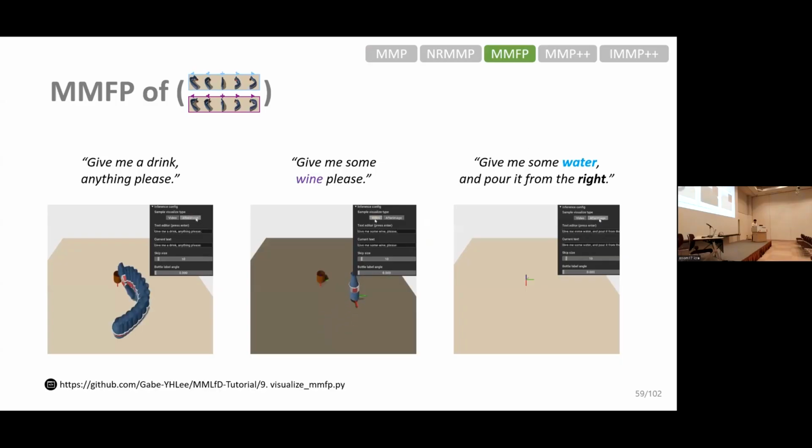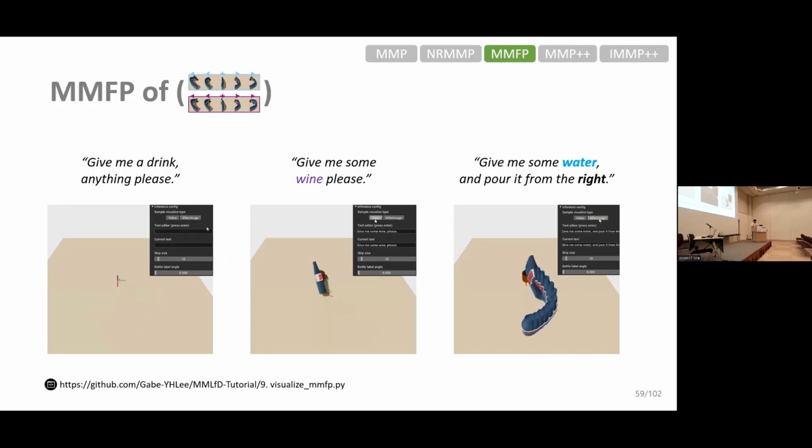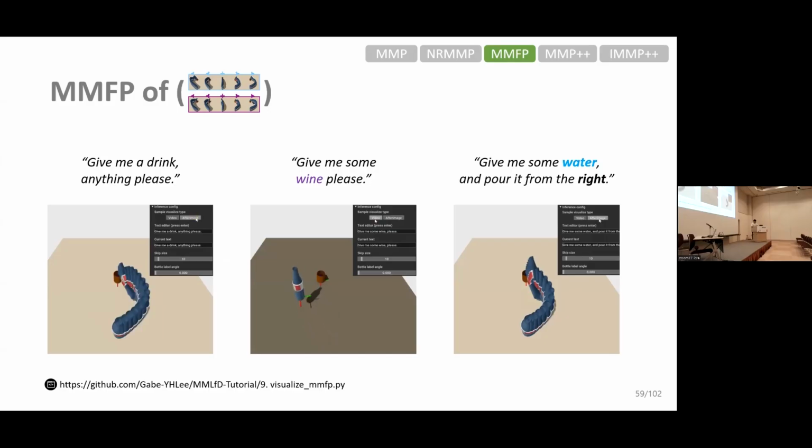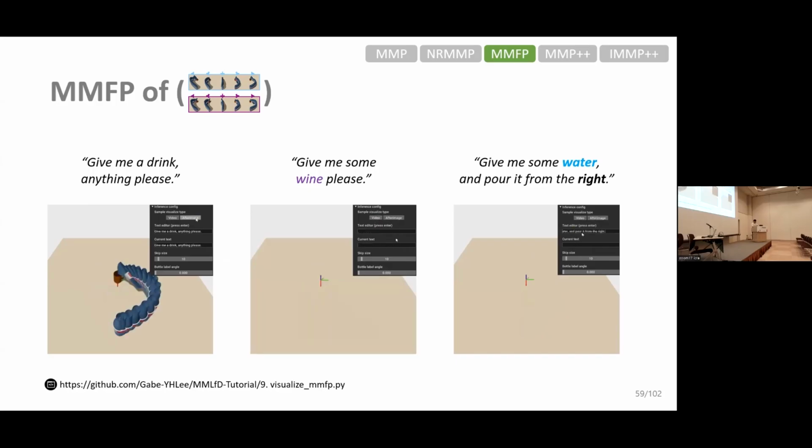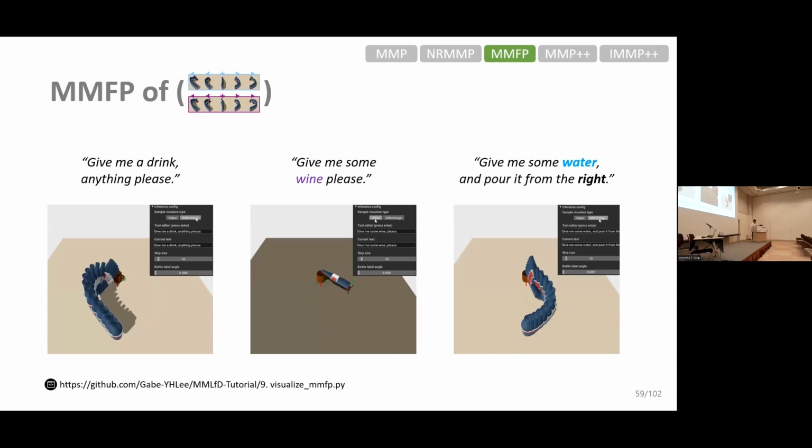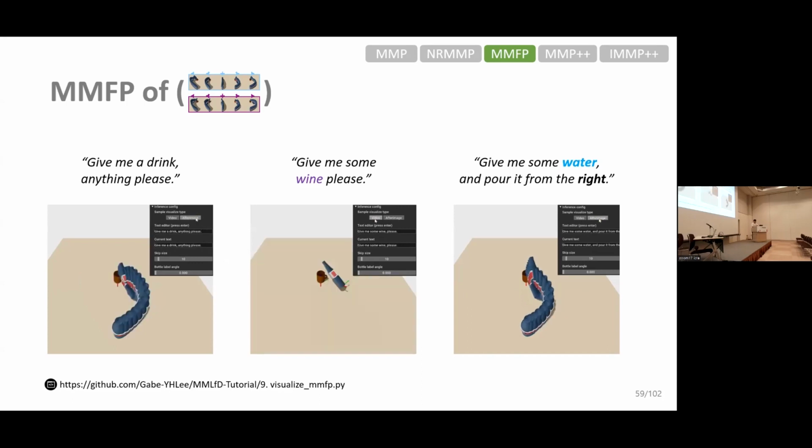And these are some example results. As you can see, given various levels of text inputs, our model can generate correct motions. For the command, "give me a drink, anything please," it produces diverse motions. While for the input, "give me some wine please," you can notice the clockwise rotation behavior at the end. And when given, "give me some water and pour it from the right," it consistently generates motions that match our request.